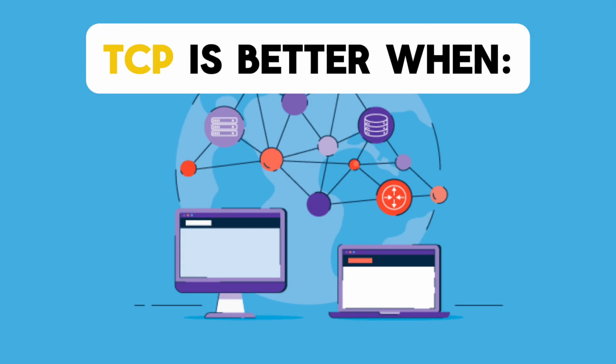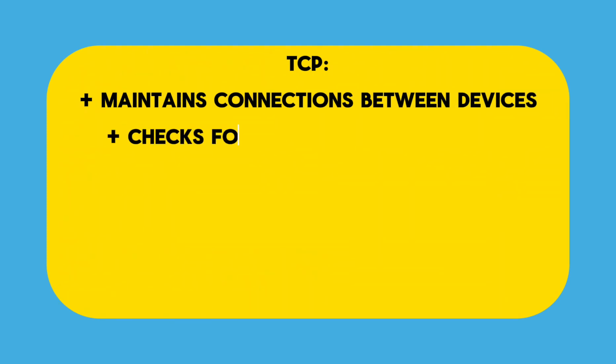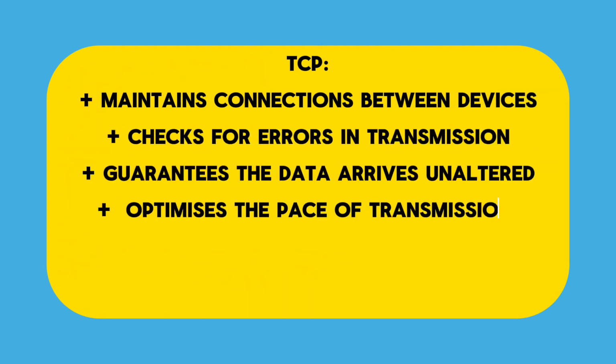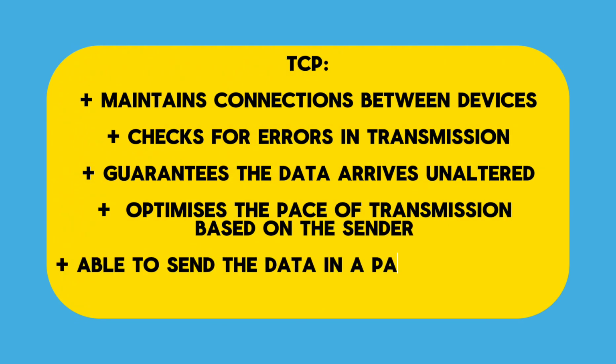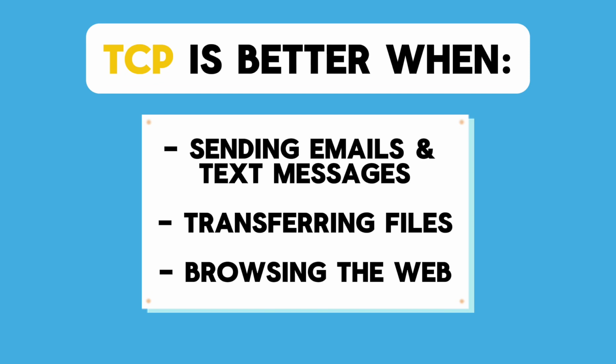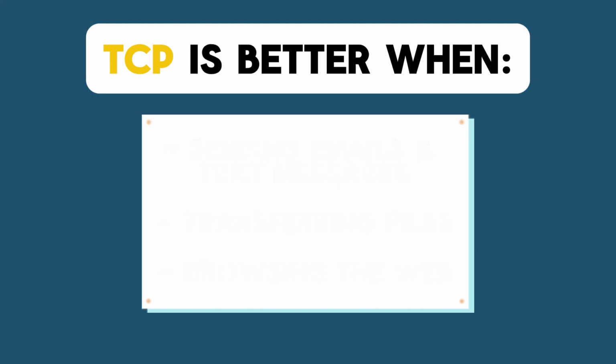So right now we know that TCP maintains the connection between the receiving PC and the destination PC. It also checks for errors and guarantees that the data will arrive to the destination PC unaltered. TCP will also make sure that the data is transferred in a particular order. It also optimizes the pace of the data transmission based on the receiver and checks if the data has been delivered. And if that isn't the case, it will attempt to retransfer. This makes TCP a lot more suited for sending emails, texting, transferring files, and browsing the web.